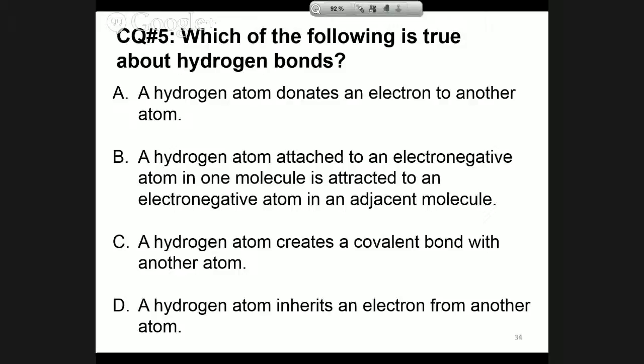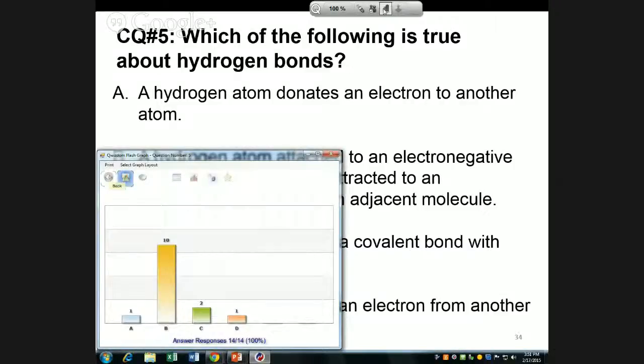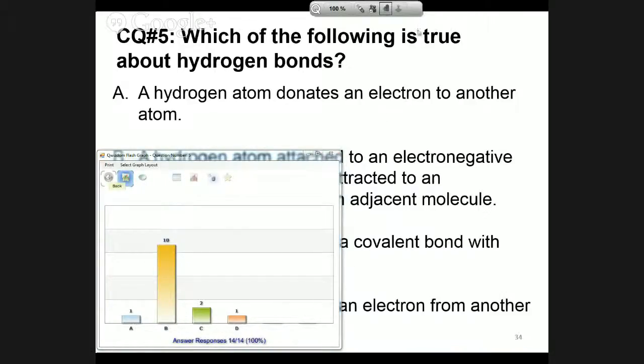Okay, one more person. Here we go. Okay. So here's the distribution of answers. Few, at least one for everything, a couple for C, but most for B. Which one's correct?